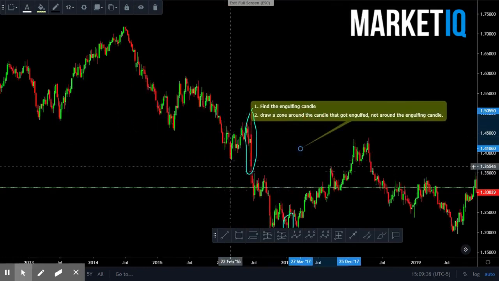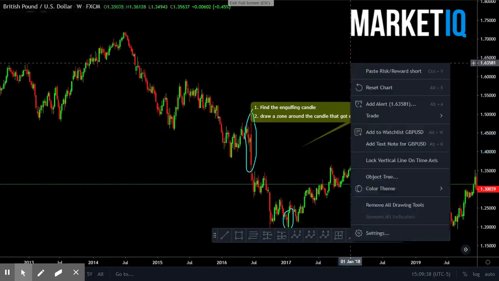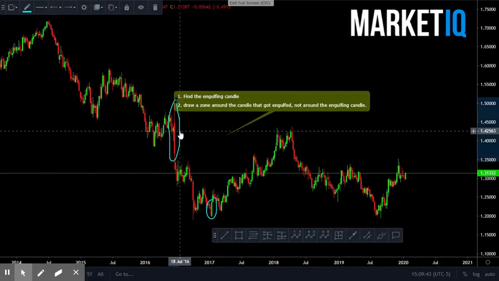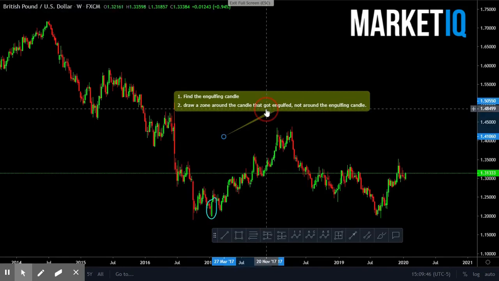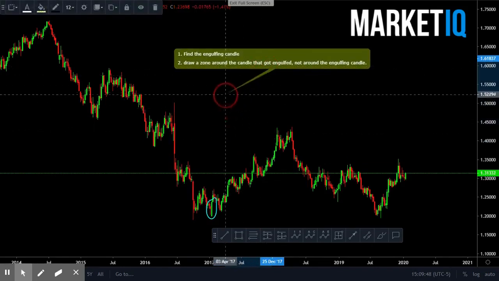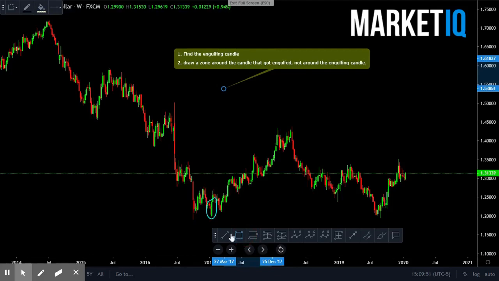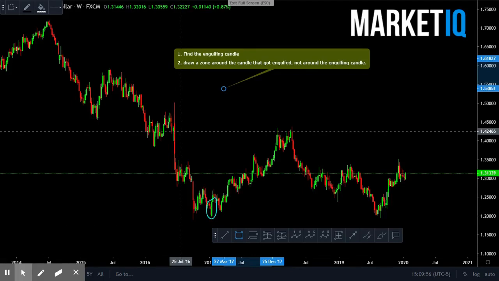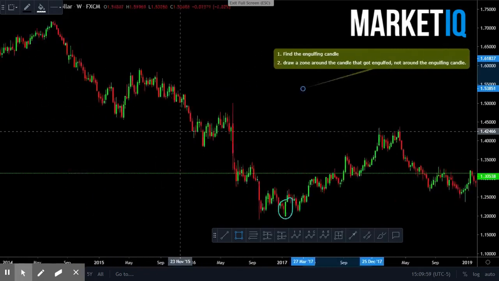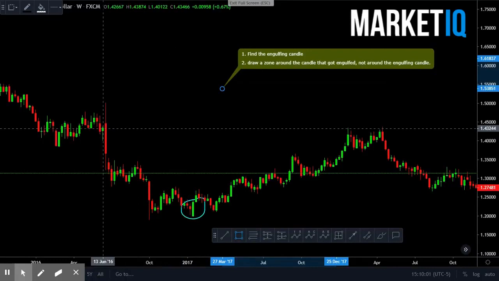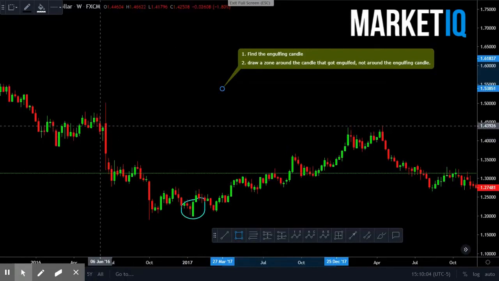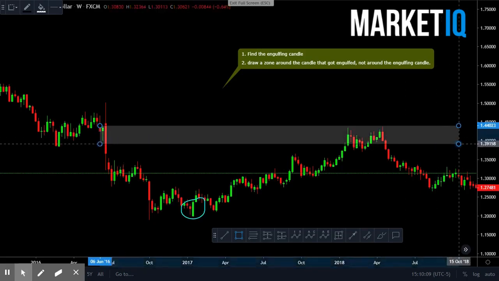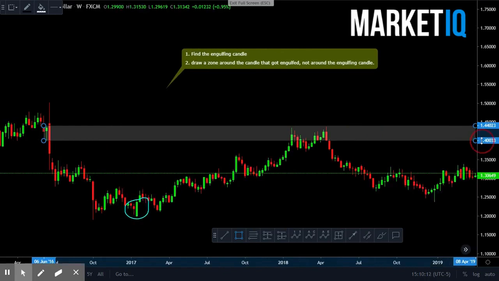So, to show you what that looks like in real time, here's how you do it. We found the engulfing candle here for this upper zone. Let me move this out of the way real fast. So here's the engulfing candle. Now we need to look for the candle that got engulfed. In this case, the candle that got engulfed is this one right here, because it's the one directly previous to the engulfing candle. So what we do is we draw a box around it, and then we pull it over.